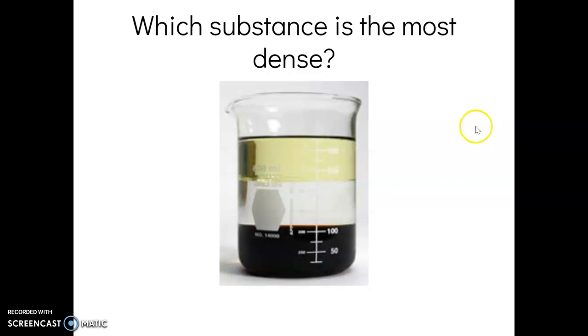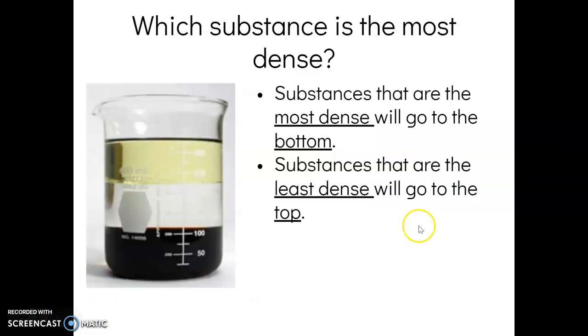So if we're looking at this particular picture, the substance with the highest density would be on the bottom. The middle would be the middle density. I'm assuming this is probably water. And then the oil on the top would have the lowest density, right? So it would be highest, middle, lowest. Okay, so high density equals sinking to the bottom. So substances that are the most dense will go to the bottom, and then substances that are the least dense will go to the top.